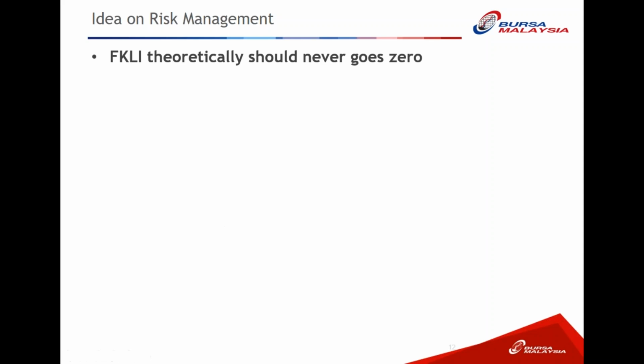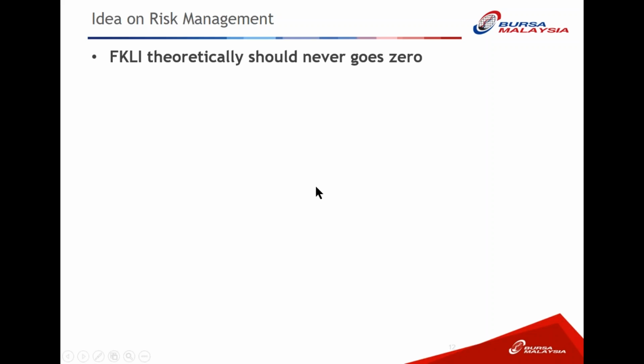FKI theoretically should never go to zero, for a very obvious reason: it comprises 30 stocks. These 30 stocks are the top capitalization stocks, by market cap in Malaysia. So this kind of companies never have their assets go to zero. Even if their business is not as good, or some other businesses are better than them, they will be replaced by Bursa, okay, they will get this index schedule.